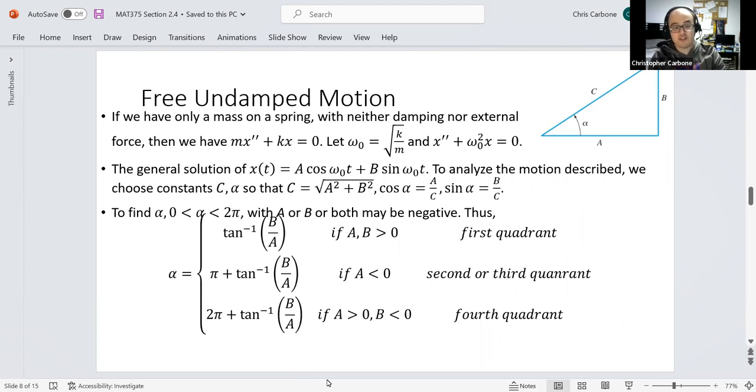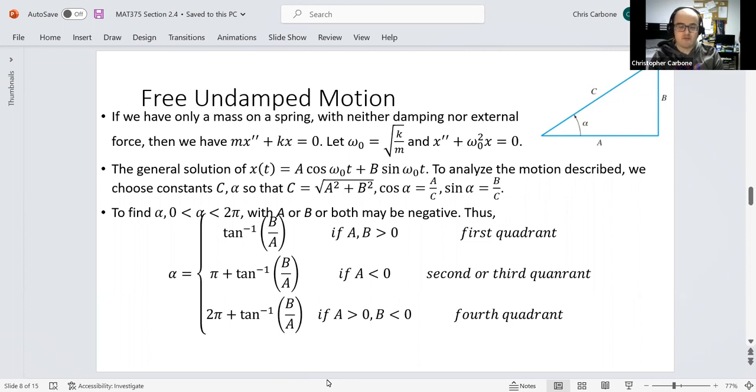So with regards to that free undamped motion, if we only have a mass on a spring with neither damping nor external force, we have m times x double prime plus kx is equal to zero. Omega sub zero would be the square root of k over m, and x double prime plus omega sub zero squared times x would be equal to zero. The general solution would be x of t is equal to a times the cosine of omega sub zero times t plus b times the sine of omega sub zero times t.